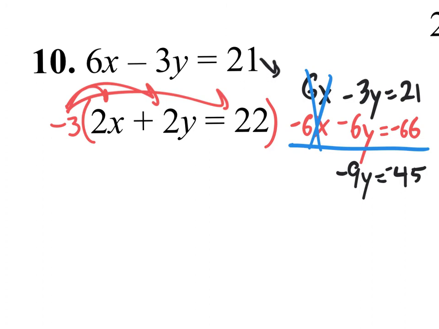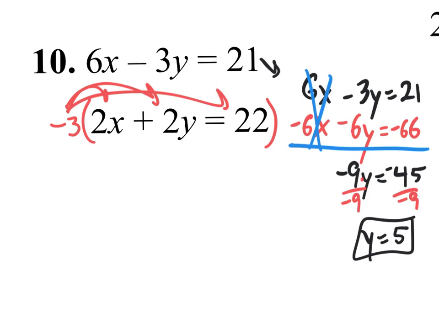Okay, so we have a simple equation: -9y equals -45. That's -9 times y equals -45, divided by -9, divided by -9. That will give you y equals 5. So you have one answer, you need the other. All you have to do is plug it in to find the other answer.